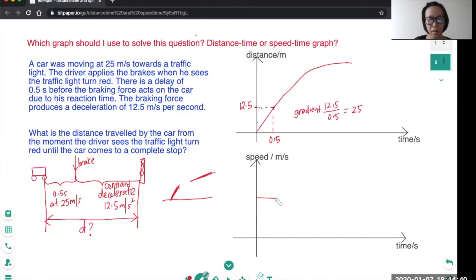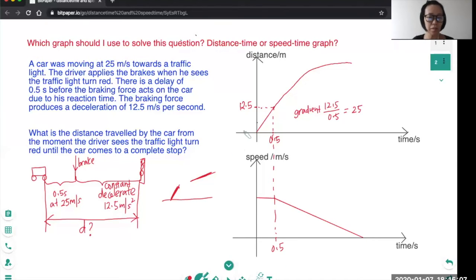So for the first 0.5 seconds, okay, and then subsequently he steps on the brakes and he will decelerate. So he will decelerate at a constant rate because it's at 12.5 meters per second squared. So it will decelerate to a stop.